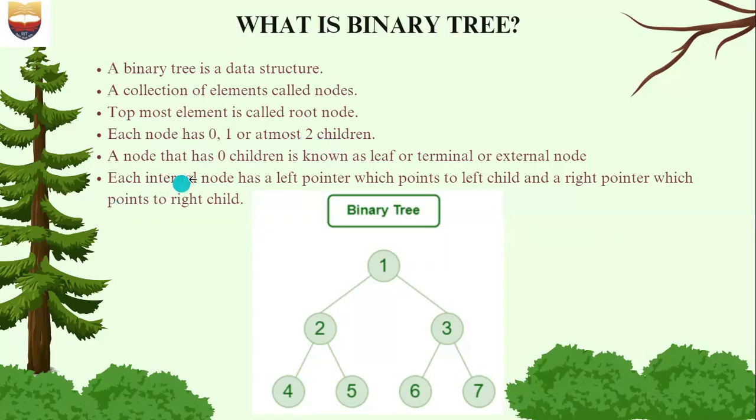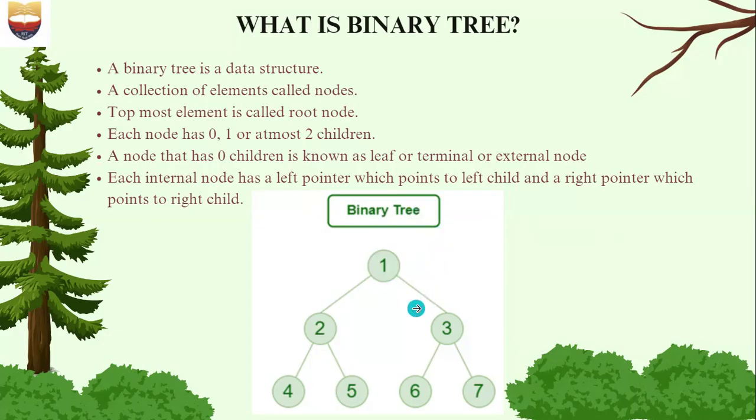A node that has zero children is known as a leaf node or a terminal node or an external node that we already know. Next one, each internal node has two pointers, left pointer as well as right pointer. Left pointer points to left child of the node and right pointer points to the right child of the node. The following diagram shows the structure of a binary tree.